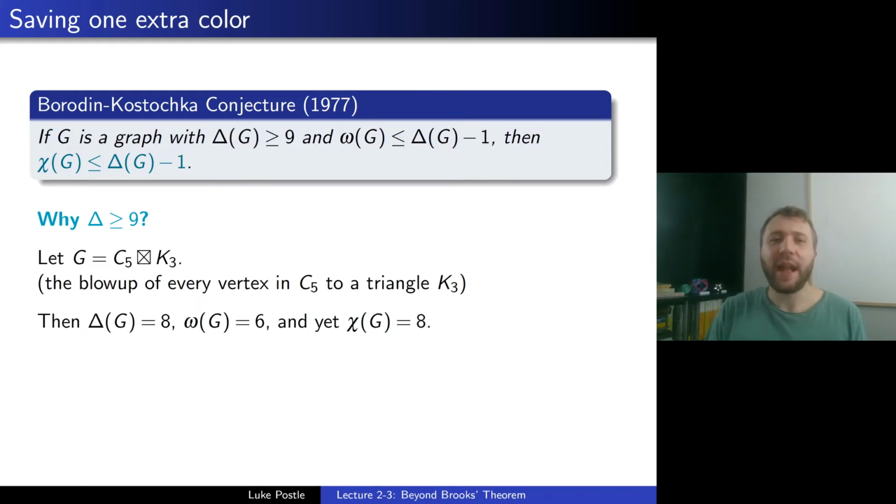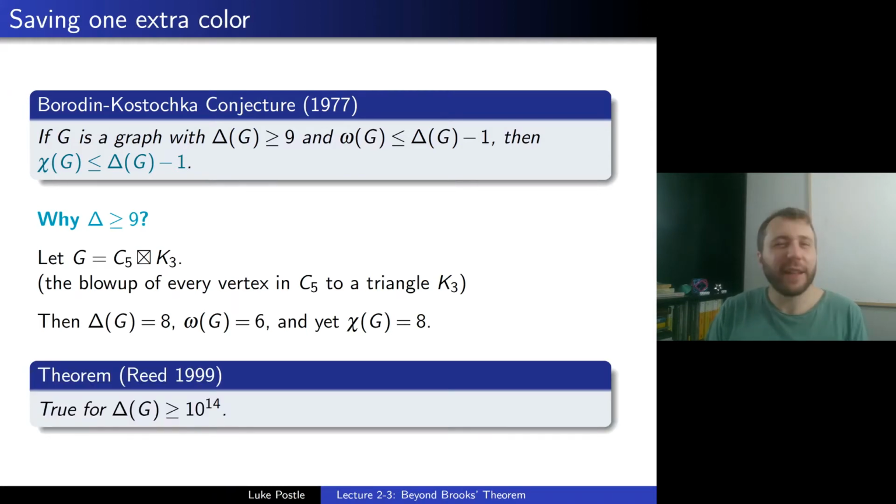And what is known about the Borodin-Kostochka conjecture is that it is in spirit true. So there is some delta from which it becomes true from then on. This was shown by Reed in 1999, who showed it was true for delta astronomical, 10 to the 14th, but maybe with some hard work you could get down to around 1,000. But his methods wouldn't apply to get it down to 9, which would be very nice, because it uses probabilistic methods.